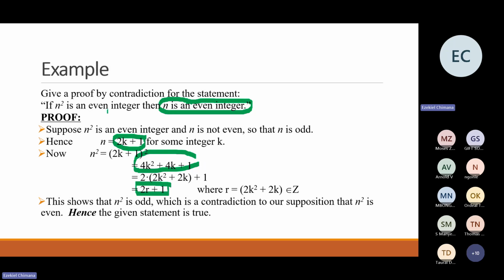And remember, the first person was saying if n squared is an even integer, then n is even. And we have claimed that, no, if n squared is even, then n must be odd.